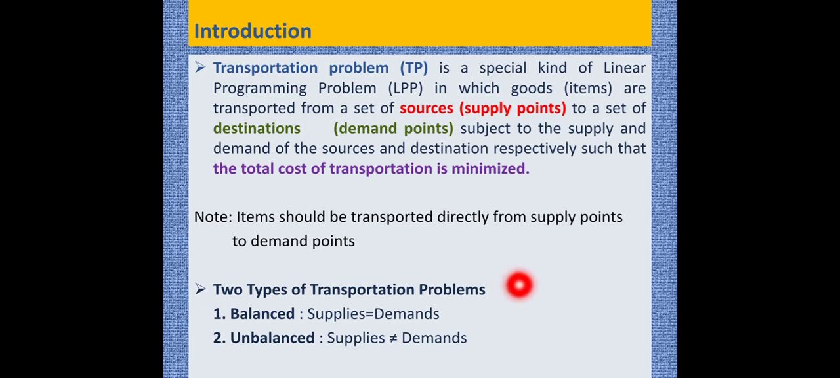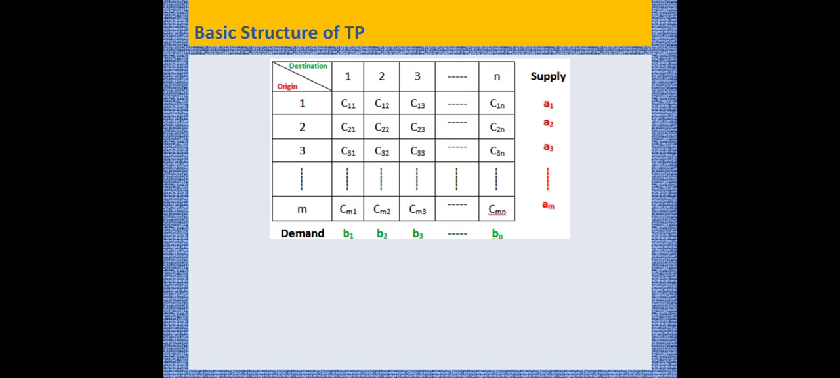There are two types of transportation problems, namely balanced transportation problem and unbalanced transportation problem. Balanced transportation problem is when supplies are equal to demands, and unbalanced transportation problem is nothing but when supply is not equal to demand. Now we'll see the basic structure of a transportation problem. So all transportation problems are represented in terms of a matrix as shown in the figure here. You will have origin and destination, demand and supply. So what are these terminologies? We'll see one by one.